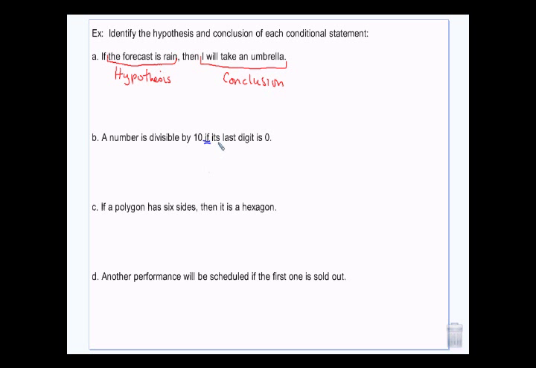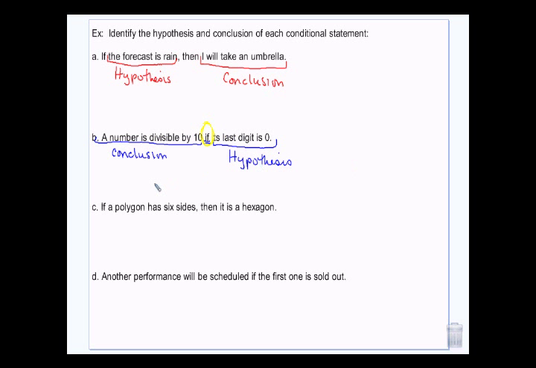Okay. This is my hypothesis, which makes this my conclusion. Because I could rephrase that: if a number's last digit is 0, then it is divisible by 10. So you're going to look for the if. The if is the really important thing to try to find. What comes after the if is the hypothesis. The rest of it's the conclusion. So if it's backwards or out of order.